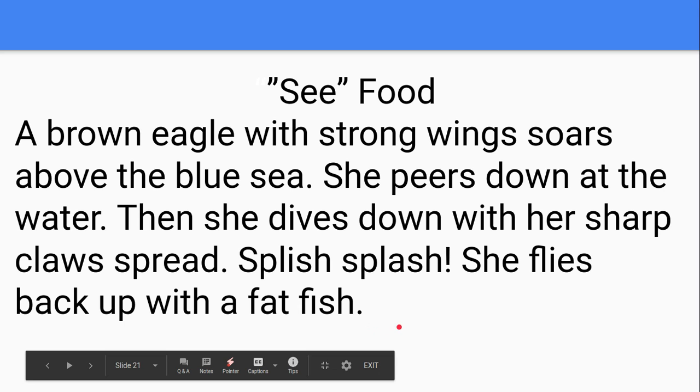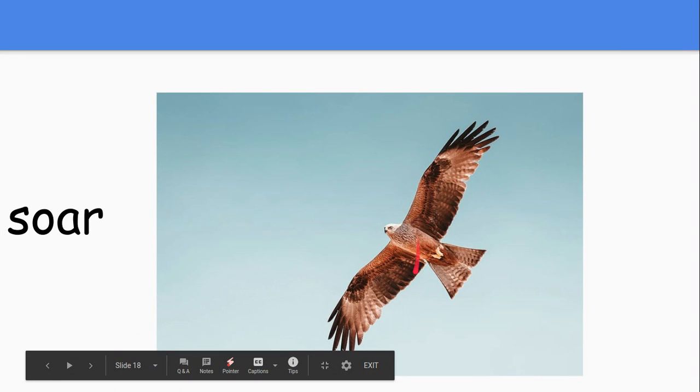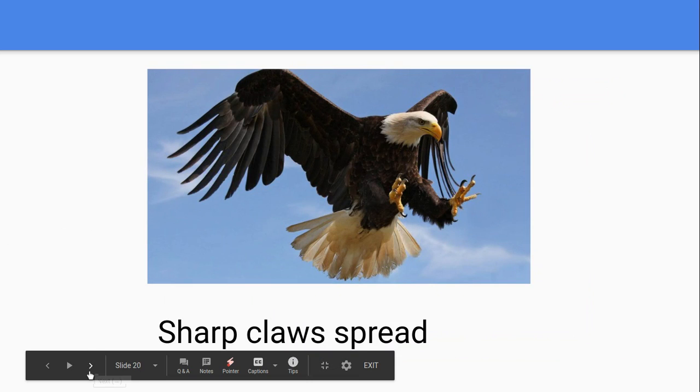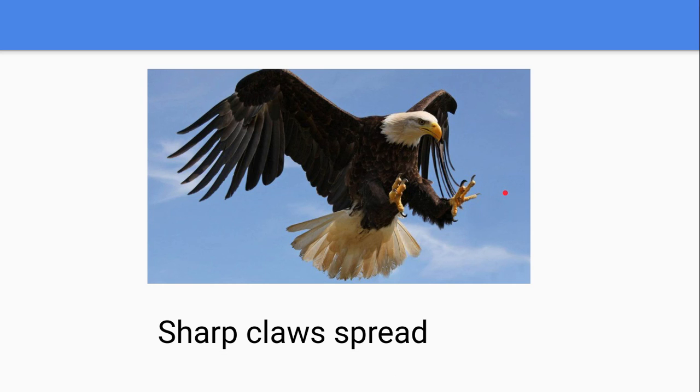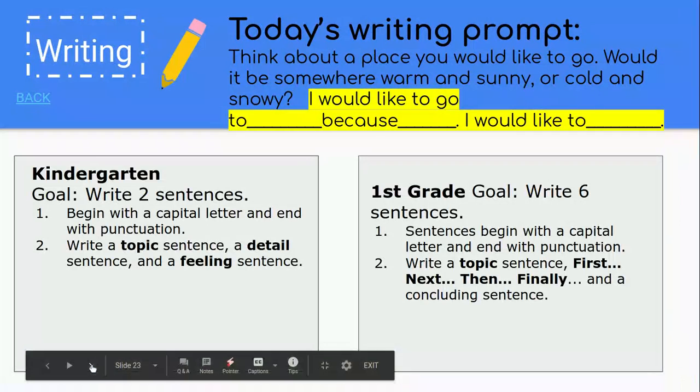Okay? All right. So you want your paper and to draw what happened in the story. What did the bird do? I gave you, if it's helpful when you're drawing, you can go back and look at this, which is what soar looks like in the beginning of the story. That's what it should look like when you draw it. Okay, peers down. You should have your bird's eyes looking down. And when it has the claws spread, you can draw those claws really spread out and really big, long claws.